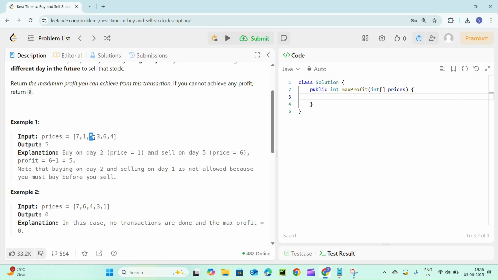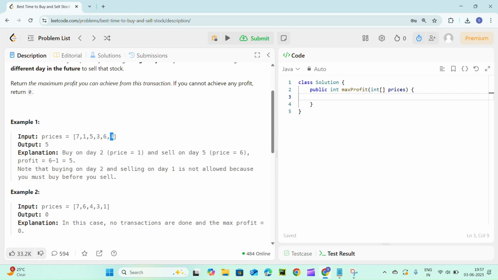How can we check how much profit we get? Selling minus buying. So 5 minus 1 is 4. At present the profit is 4. Now let's check one more day, that is 3. 3 minus 1 is 2. 2 is lesser than 4, so we don't go for this day. Next let's take 6. 6 minus 1 is 5. Yeah, 5 is bigger than 4. So we can sell the stock on this day up to now.